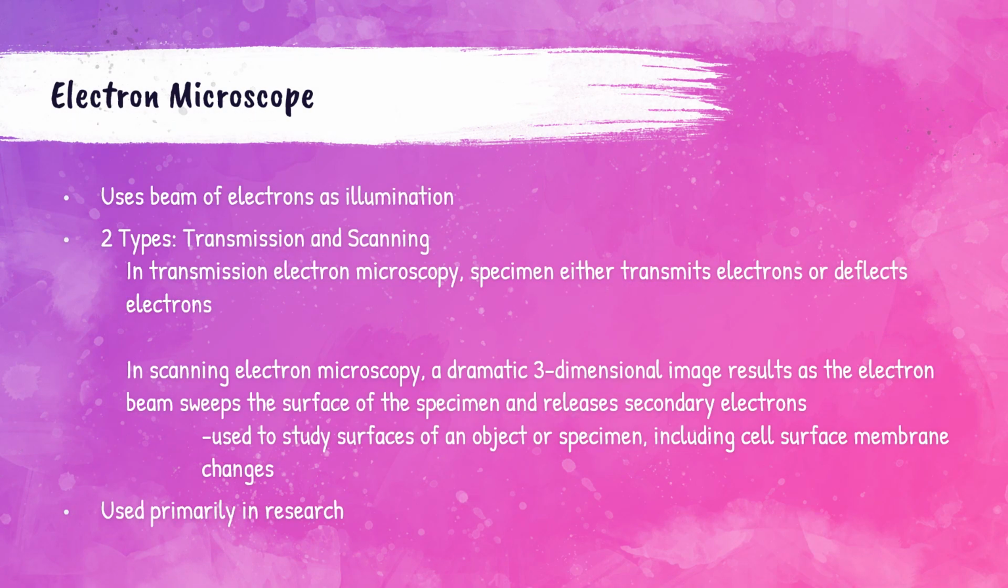The electron microscope is the last microscope we will be briefly discussing in this lecture. Electron microscopes use a beam of electrons as a source of illumination. There are two types of electron microscopes, transmission and scanning. In the transmission type, the specimen either transmits the electrons, which produces a clear area on the image, or deflects electrons, which produces a dark area in the image. A scanning electron microscope produces a 3D image and is great to study the small surfaces of a specimen. Either type of electron microscope is used primarily in research laboratories.